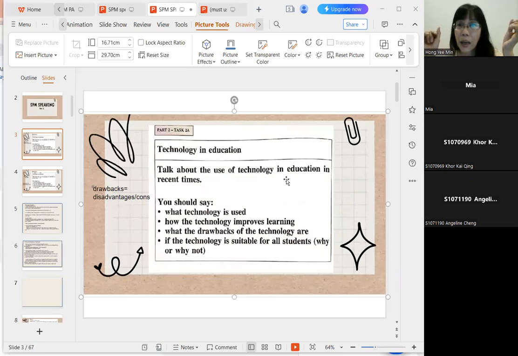You can open your mic, yeah? Okay, so I'm going to give you 5 minutes for preparation. Is that enough? Or do you want more time? Tai Qing and Mia, can you type in the chat box how many minutes you would like to have for the preparation? Mia, Tai Qing, Angeline, and Ziming. Okay, all right, good. So I will give you 5 minutes. I'm going to set the timer, and then I will call on you.